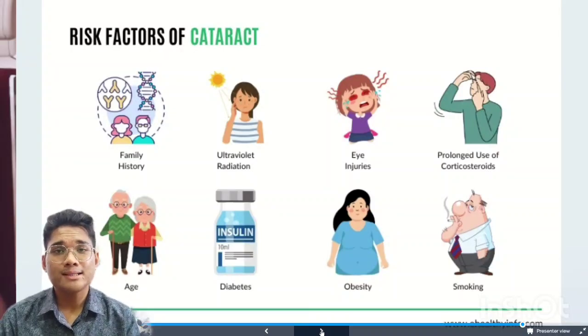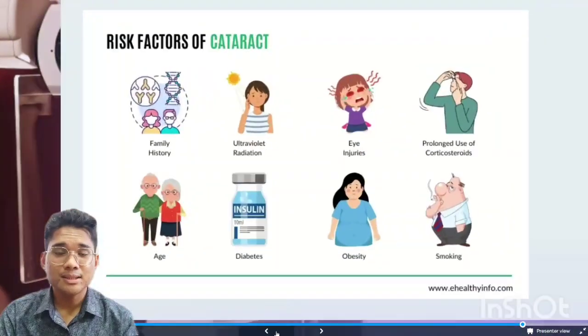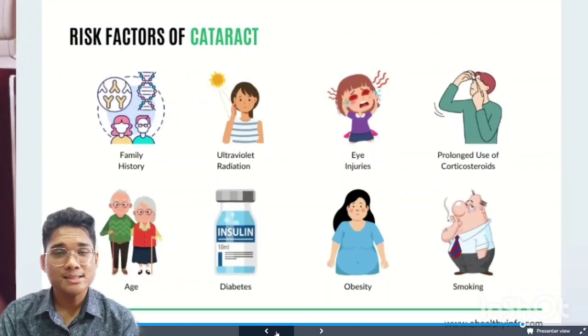So how can cataracts occur? Cataracts occur when proteins in the lens break down due to aging, damage, or oxidative stress. These proteins clump together, creating cloudy areas that scatter light and blur vision.